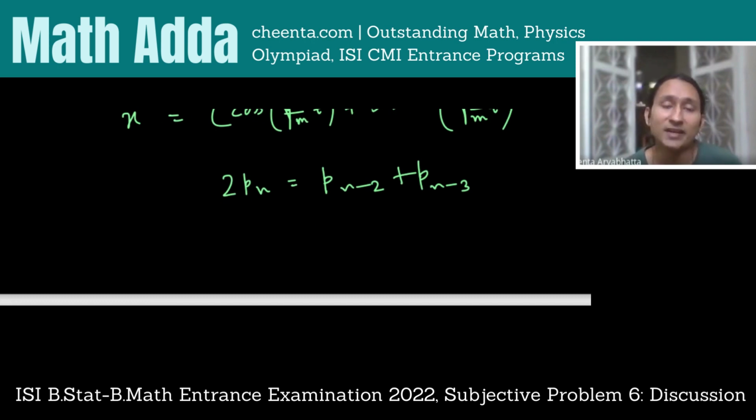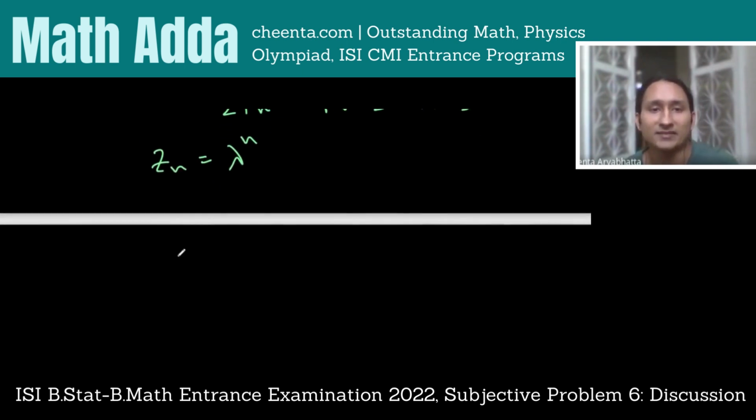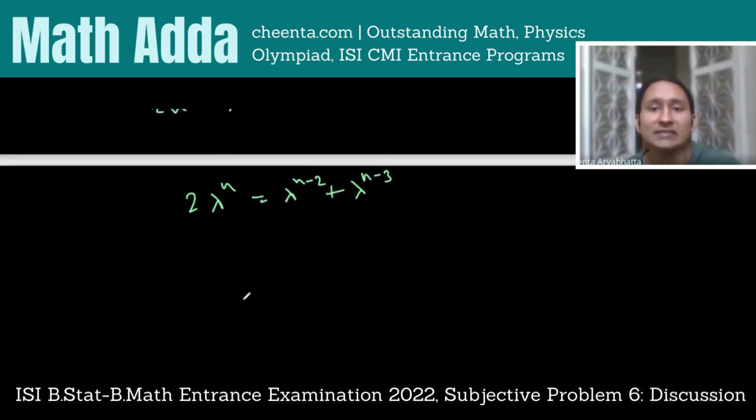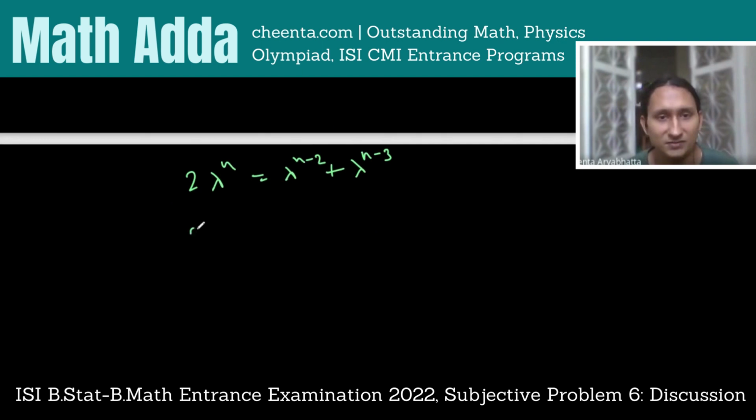So let's see if we can find three independent solutions to this. Then any solution is going to be a linear combination of those. Let's see if there is a solution of the form, say, Zn equal to lambda power n. Substituting, we get 2 lambda power n is equal to lambda power n minus 2 plus lambda power n minus 3. We can cancel lambda power n minus 3, and that gives 2 lambda cube is equal to lambda plus 1.